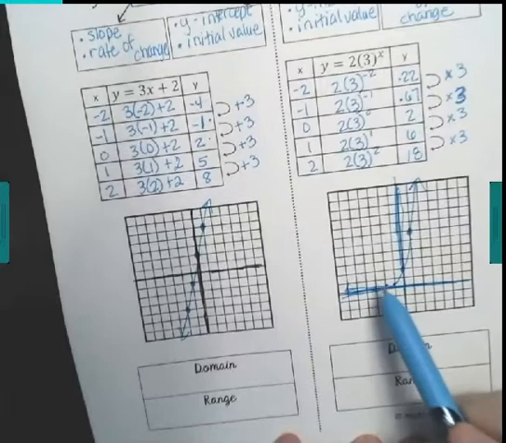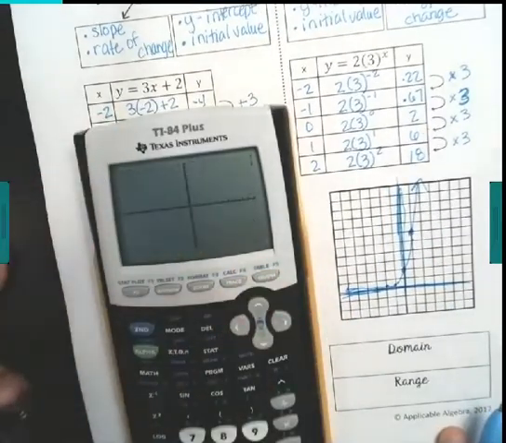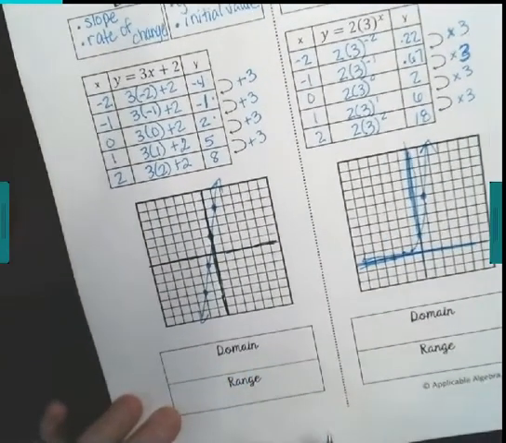So you can see this one makes a curve, and we can see that if we go to look at the graph of that function. It's not a straight line. It's definitely a curve. All right, and let's talk quickly about the domain.